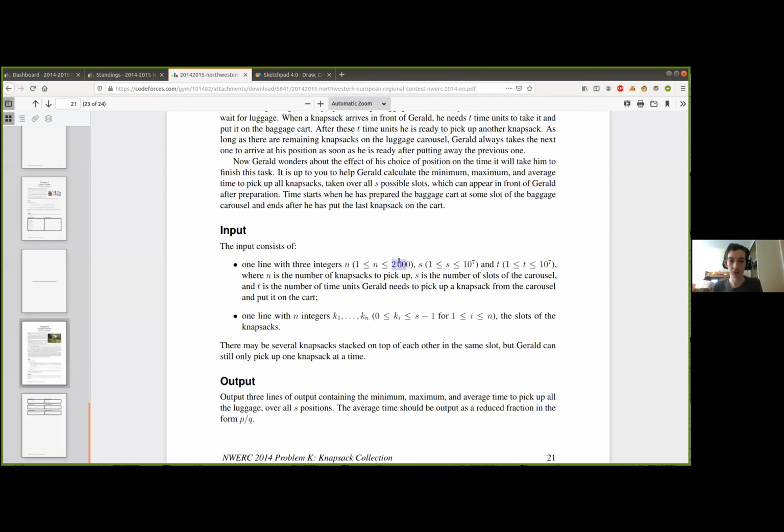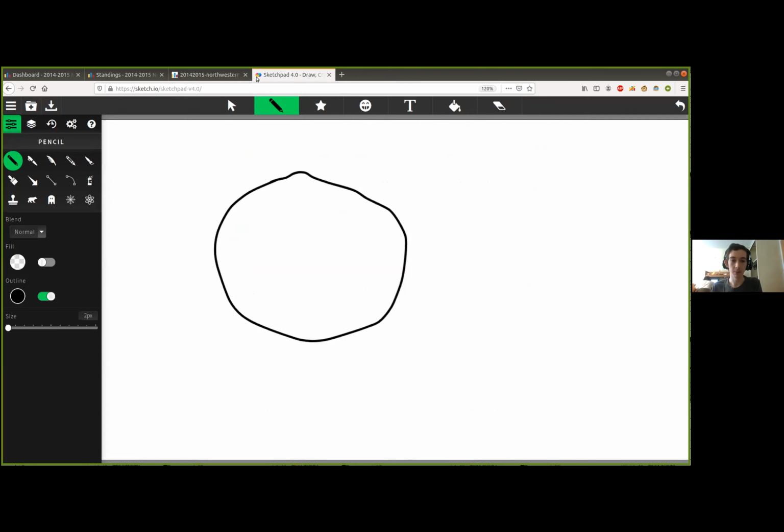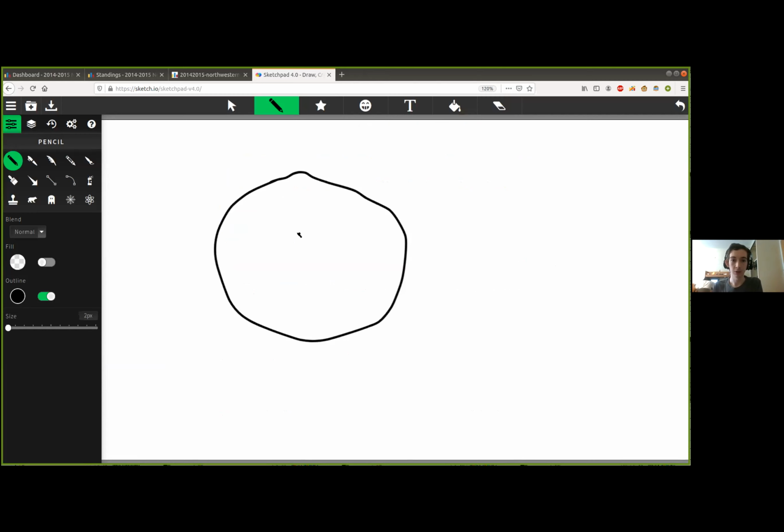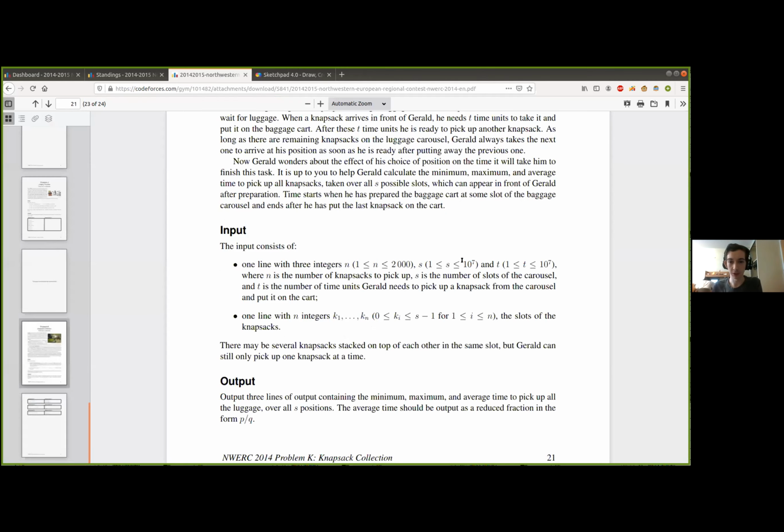Another thing is that the constraints are somewhat small. So in theory, we can afford to try every starting location. Well, not every one, but we can try enough. We can try n starting locations, and for each one we can check how long it takes by simulating. The actual number of positions is like 10 to the 7, so that's too large.